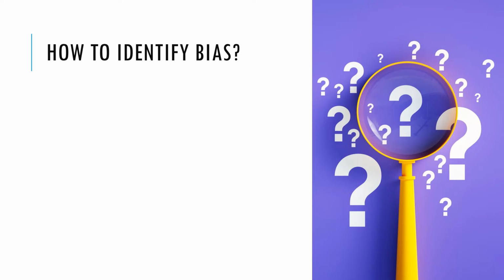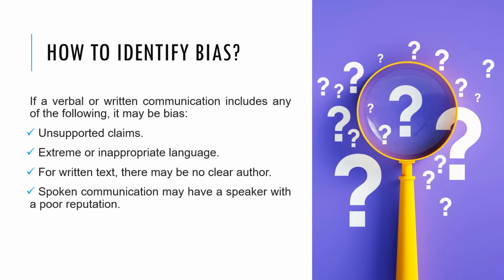How to identify bias? If a verbal or written communication includes any of the following, it may be biased: unsupported claims, extreme or inappropriate language. For written text, there may be no clear author. Spoken communication may have a speaker with a poor reputation.